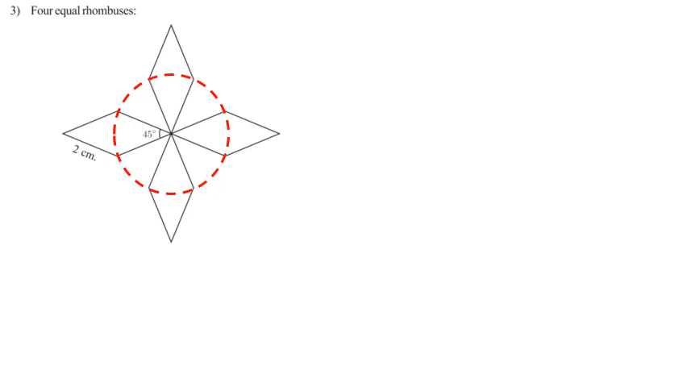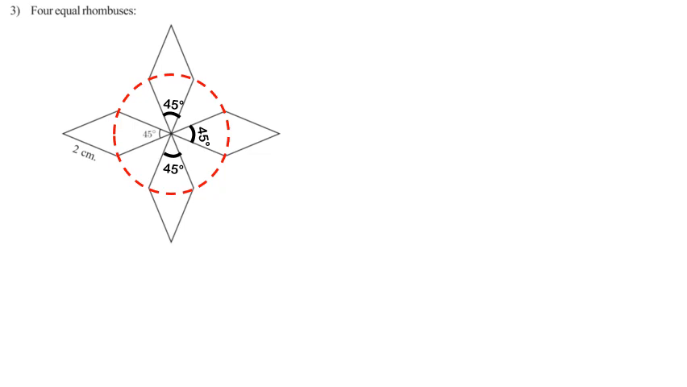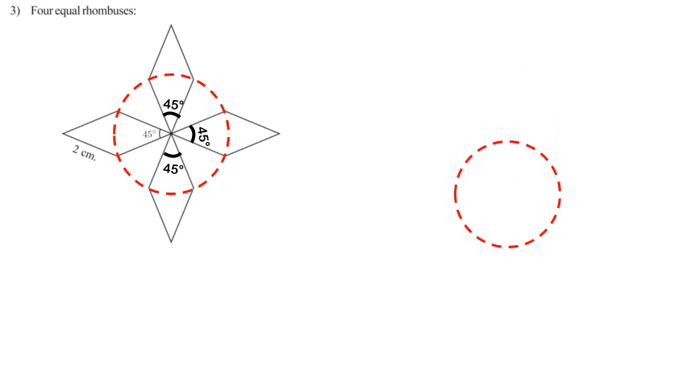And we know all 4 rhombuses are equal. So, the small angle of each rhombus is 45 degree. That is given in the question. Then start drawing. First take 2 centimeter in our compass and draw a circle of radius 2 centimeter.